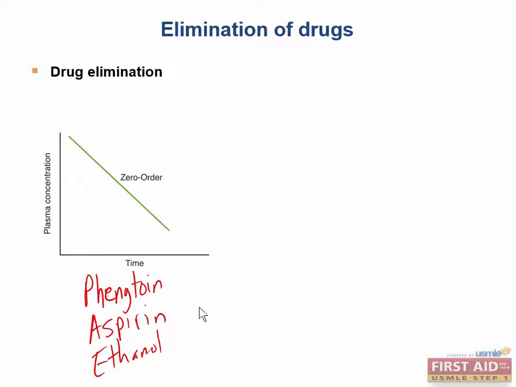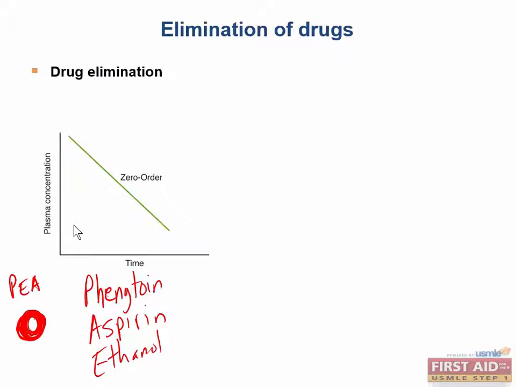Alright, so how are you going to remember this for test day? Well, in zero order elimination, the zero kind of looks like a pea. Remember those green peas that you didn't really eat on your plate when you were a kid? Well, since it's a zero, a pea looks like a zero. We're talking about zero order elimination. PEA: phenytoin, ethanol, and aspirin. So that's an easy little kind of backwards way to remember it.